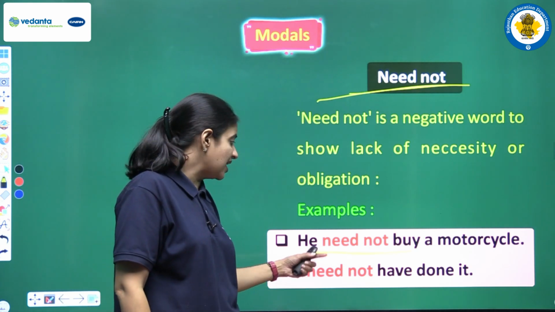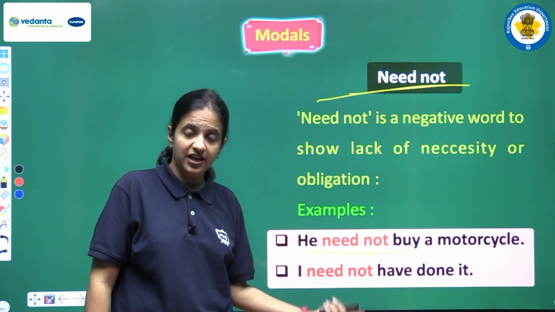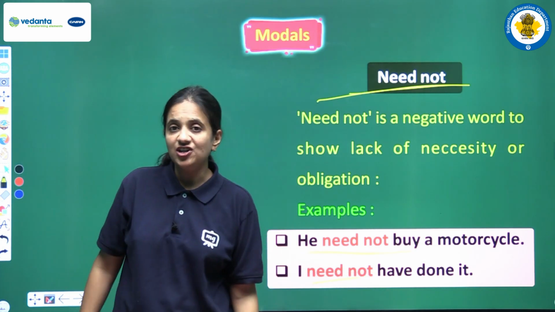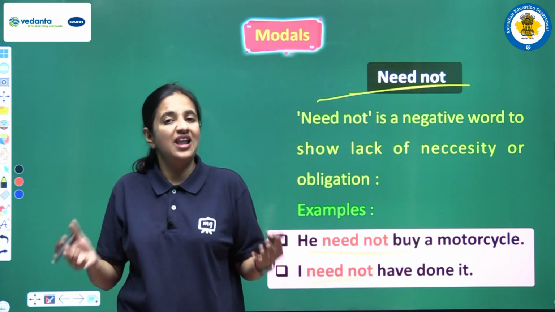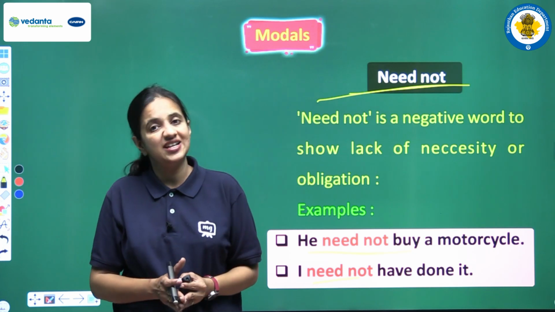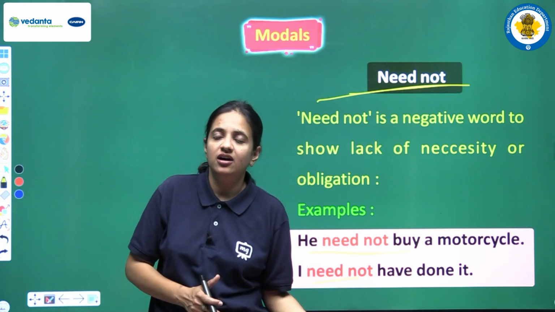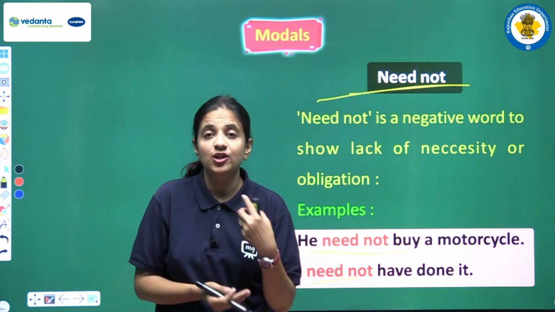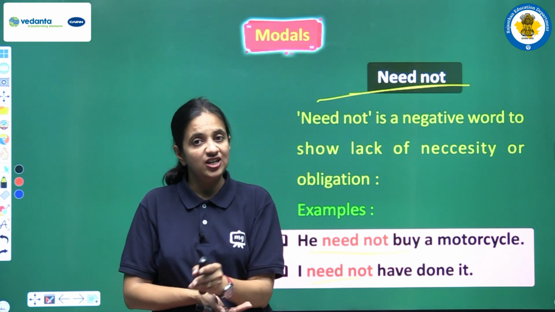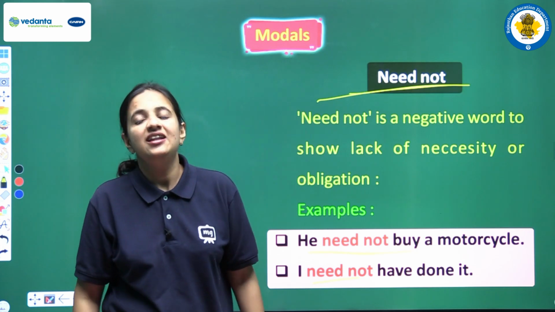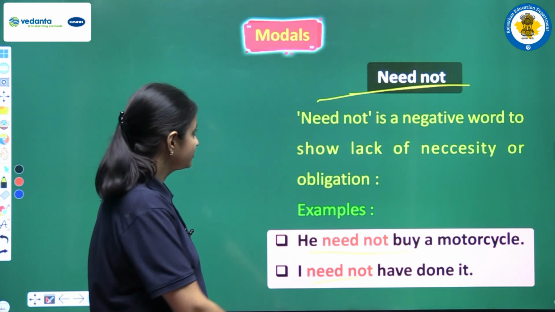Another example is I need not have done it. Similarly, we are using need not, and with this we are showing lack of compulsion, lack of obligation, lack of necessity. Okay, so need not is a model that is used in negative meaning, negative form, and yes, it shows lack of necessity, lack of obligation, or we can say lack of compulsion.